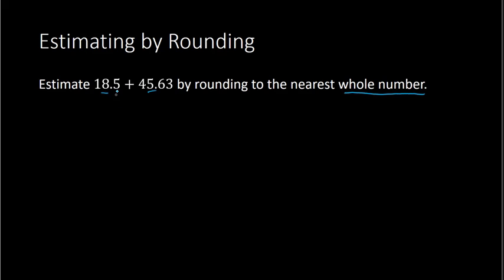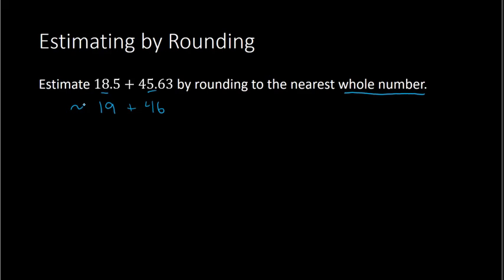So the 18.5, to round to the nearest whole number, I look at the tenths place. So for 18.5, we look at the 5, and because it is 5 or bigger, the 8 would round up to a 9. So this would be 19.0 or just 19. So we have 19, and then the second number, we look at the 6, and the 6 is 5 or bigger, so the 5 would round up to a 6, which would make this 46.